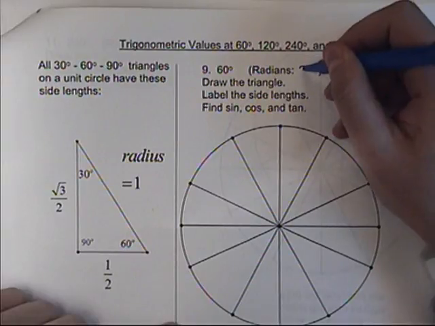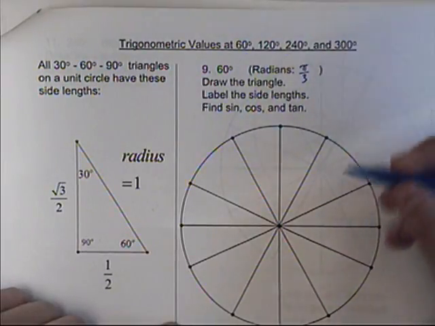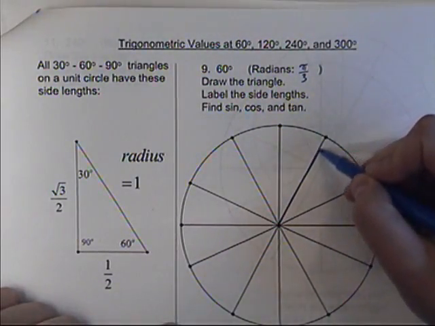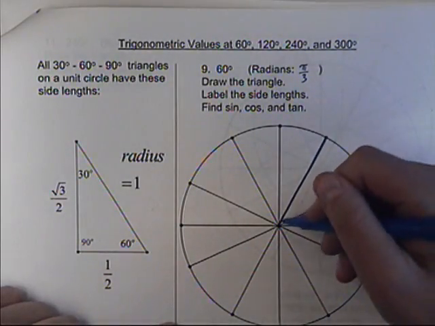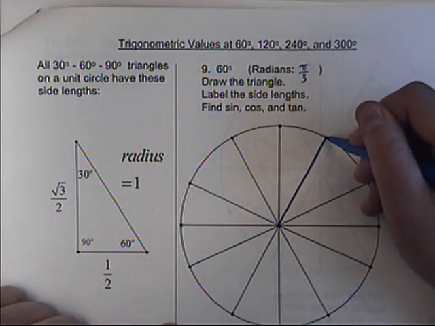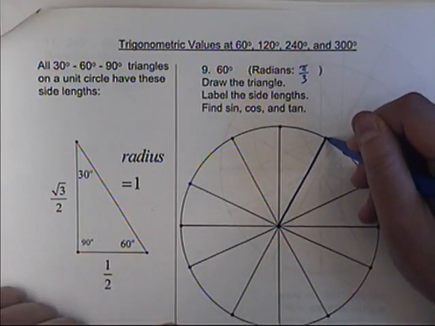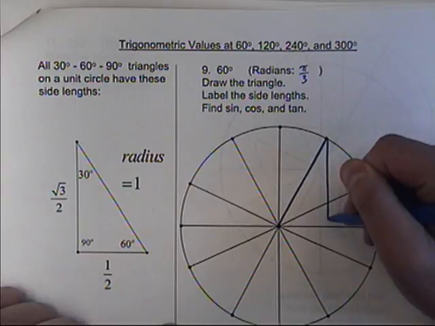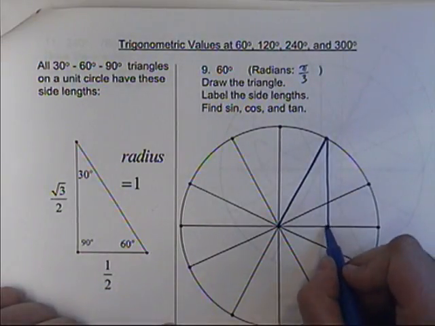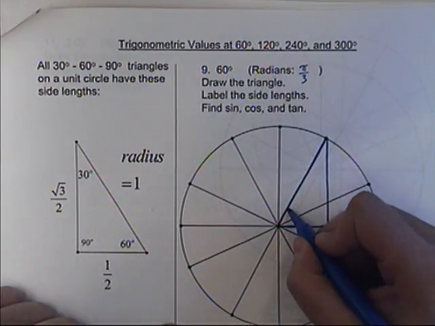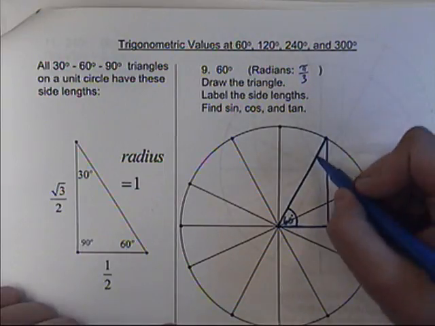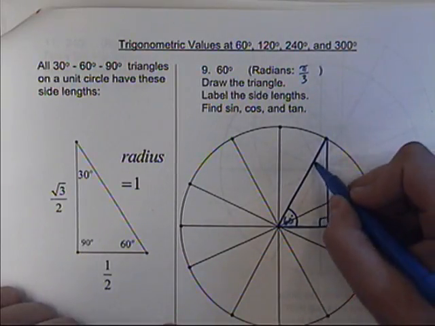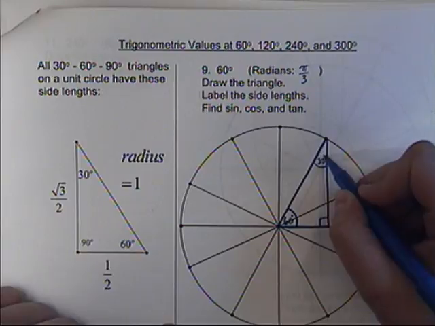60-degree angles. In radians, 60 degrees is pi over 3, which is right here. That's 60 degrees. So if we draw that 60-degree angle and then spoke, and then we go towards the x-axis, always going towards the x-axis, like so, and then back towards the origin, we have our triangle. So this is 60 degrees because we rotated up that much. Then if this is 90 degrees, then this would have to be 30 degrees.